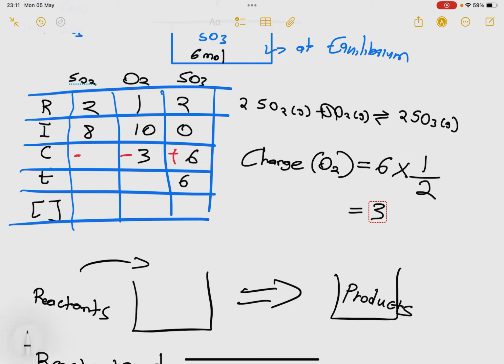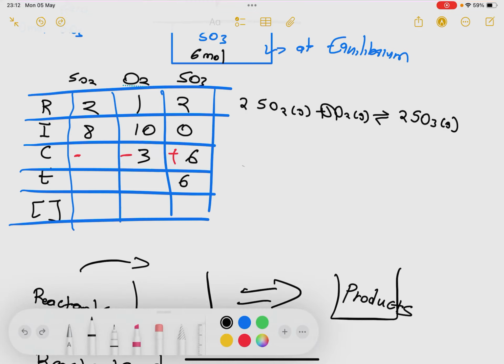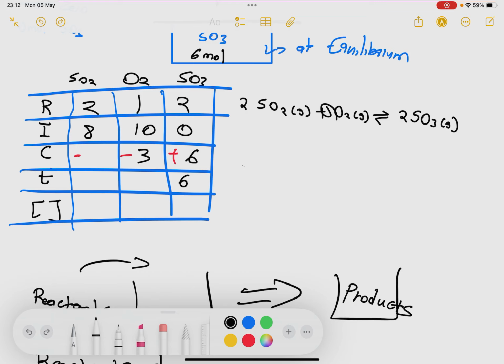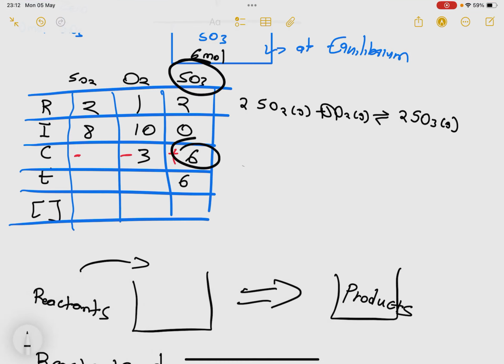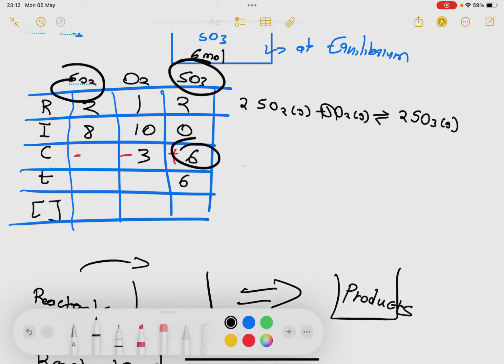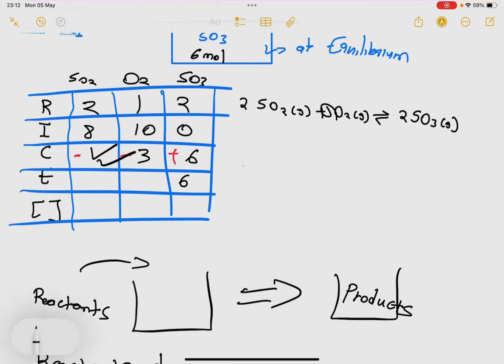Now, I want to show you something. By the way, you can use any of these, guys. I want to find the change of SO2 using SO3, which is 6, and then I'm going to use another one: finding the change of SO2 using the change of O2, which is 3. Now, I know I'm confusing you, but I'm going to explain. Since I found the change of O2, let's try to find the change here.